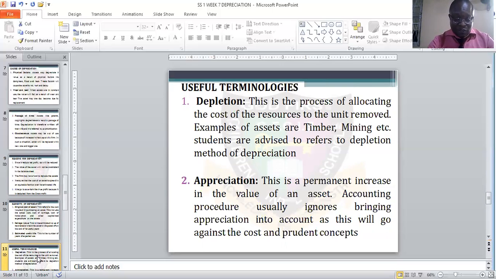We also have appreciation as well. Appreciation is a permanent increase, when the asset continues to increase in value, that is appreciation. It's different from depreciation. Depreciation is when the value is reducing, that is the reduction of the asset. Appreciation is the increase in the value of an asset. Accounting procedure usually ignores bringing appreciation into account, so mostly accountants don't apply this because they prefer to apply the depreciation method. Appreciation is an increase in the value of an asset, while depreciation is a decrease in the value of an asset.